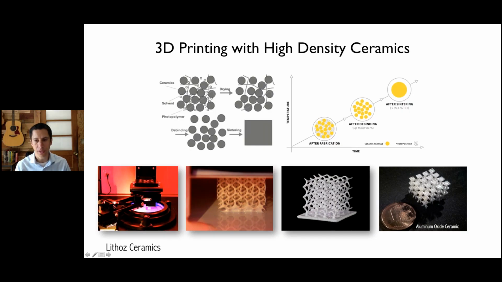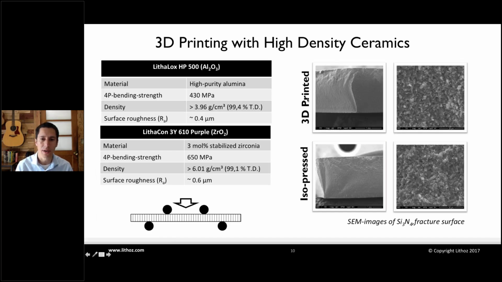And then after you do the sintering process, there will be about a 25% shrinkage, which is expected, but that results in about 99% density for different types of ceramics. So I wanted to use that to compare with what you would typically find in an isopressed ceramic, and you can see that both in terms of mechanical properties for bending strength for stabilized zirconia and also alumina, you end up getting very high mechanical properties that are comparable to what you typically get for an isopressed material.